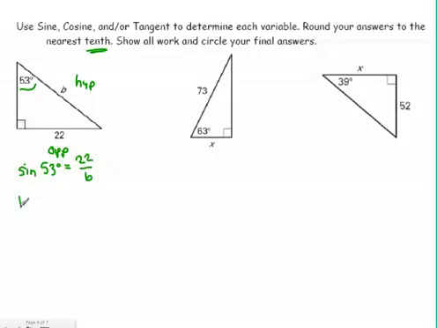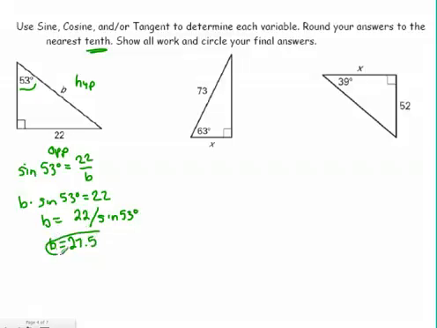We'll multiply both sides by the denominator, which is b, and that would give us this. We'll divide both sides by the sine of 53, so we'd have 22 divided by the sine of 53 degrees. And b, when we round to the nearest tenth, should equal 27.5. I'll circle that answer so everyone knows that's my answer. I'll circle it just a little bit better. There we go, that looks better.